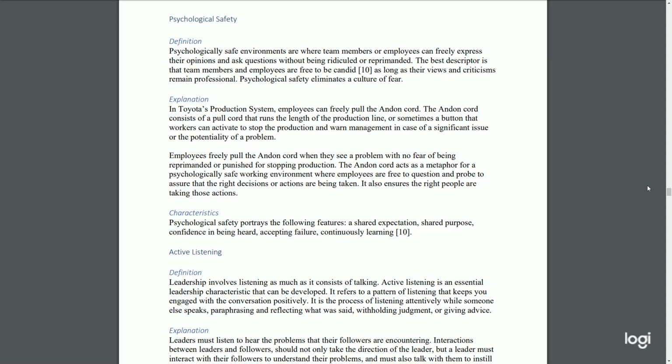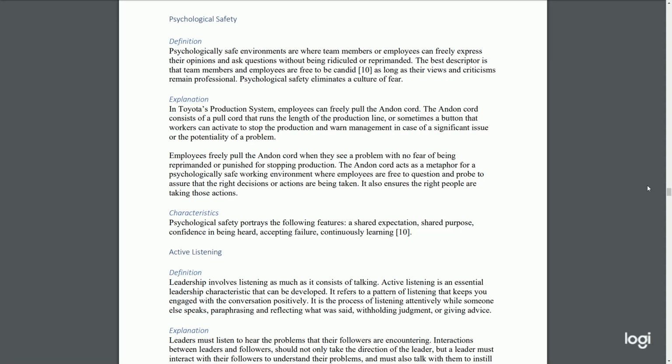The andon cord acts as a metaphor for psychologically safe work environments, where employees are free to question and probe to assure that the right decisions or actions are being taken. It also ensures the right people are taking those actions. Characteristics. Psychological safety portrays the following features: a shared expectation, shared purpose, confidence in being heard, accepting failure, continuously learning.